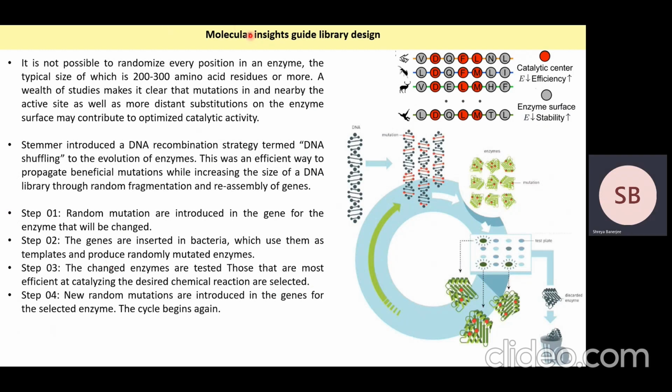There are several molecular insights that guide the design of a library. Now, it is not possible to randomize every position in an enzyme, the typical size of which is 200 to 300 amino acid residues or more. A wealth of studies makes it clear that mutations in and nearby the active site, as well as more distant substitutions on the enzyme substrate, may contribute to optimized catalytic activity.